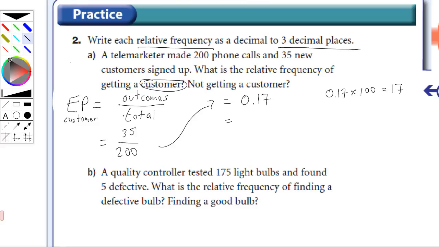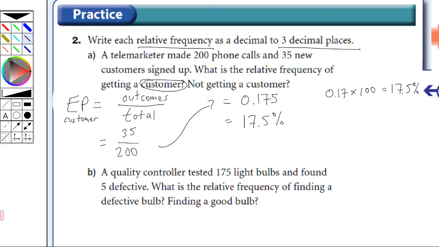35 divided by 200 is actually 0.175. So that would be 17.5%. So the experimental probability of getting a customer is 17.5%.